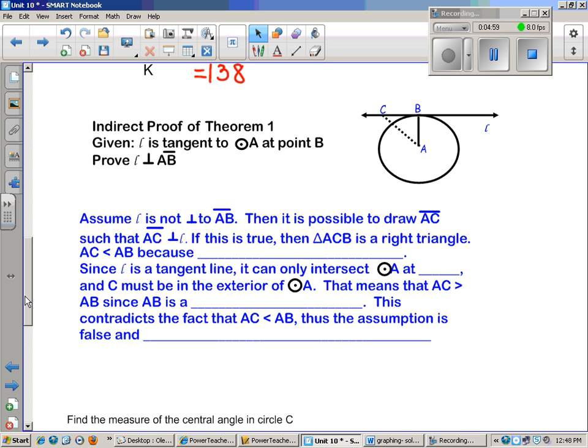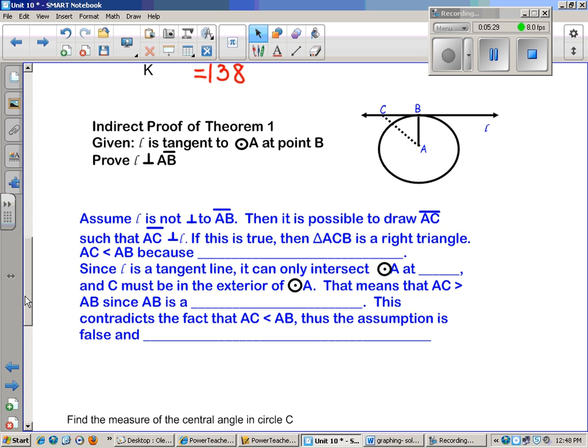Okay, well, an indirect proof. It's called indirect because we can't just go straight down. We start by saying, I really don't have a way of proving that line L is perpendicular to AB. So what I'm going to do instead is prove that line L can't be not perpendicular to AB. There are a lot of negatives in there, I know.